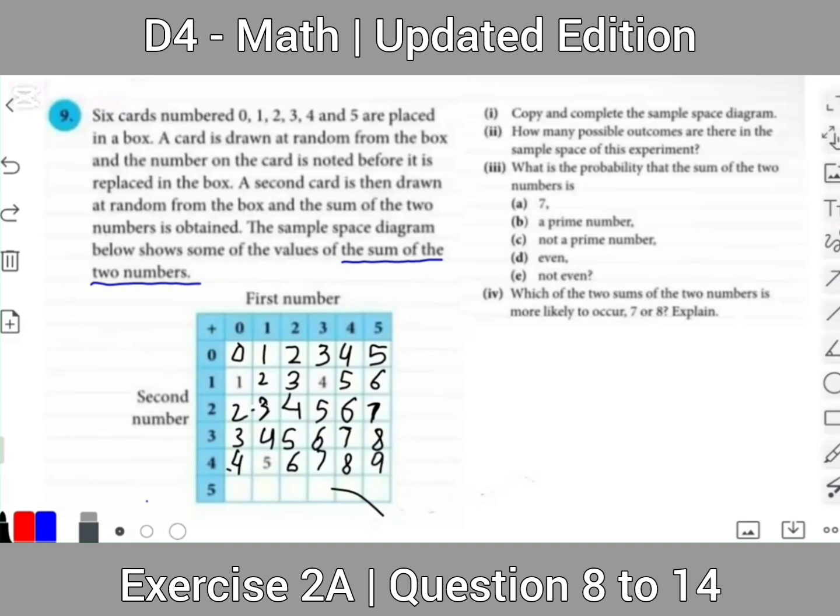Now 5 add 0, 5. 5 add 1, 6. 5 add 2, 7. 5 add 3, 8. 5 add 4, 9. And 5 add 5 is 10.